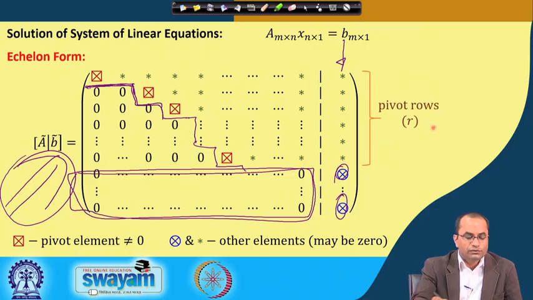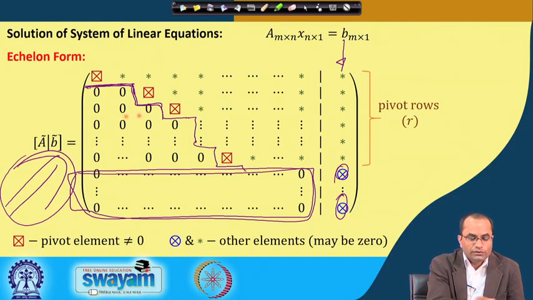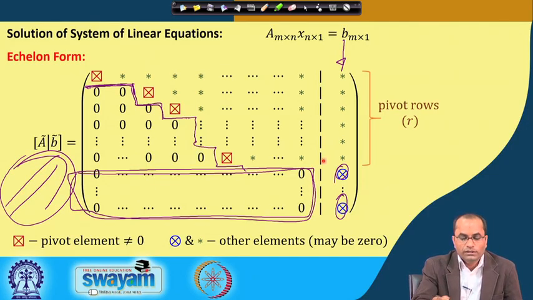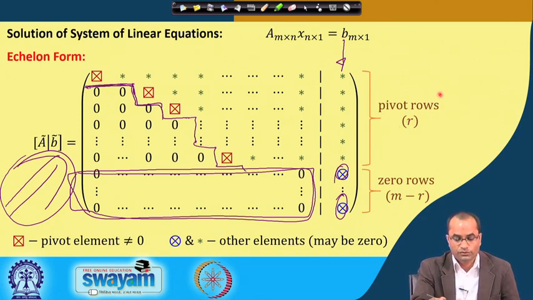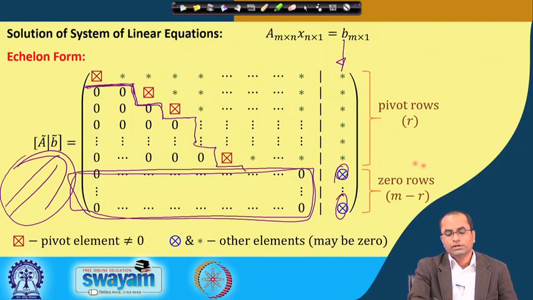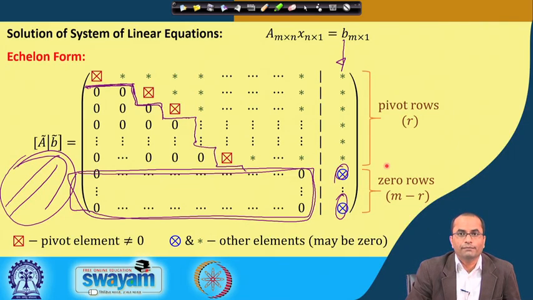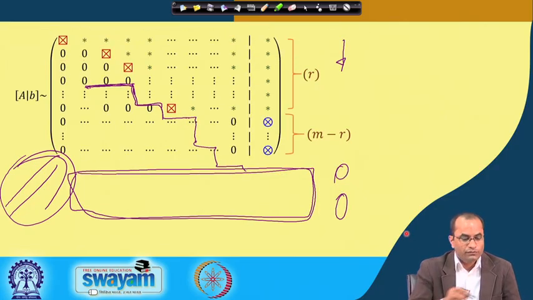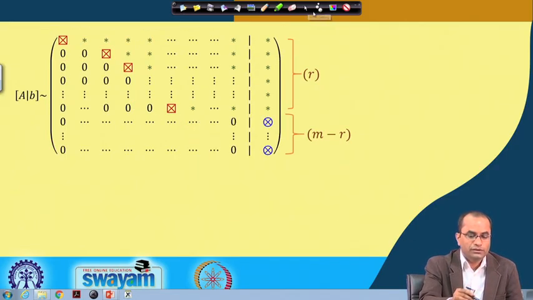So, these are the pivot rows, because each of these rows has a pivot. These are the pivotal rows, the pivot rows, and the rest here are called the 0 rows. If these are r in number, which is the usual notation we use for pivot rows, and we have a total of m rows, then naturally these 0 rows will be m minus r. This is the structure which we will be using.